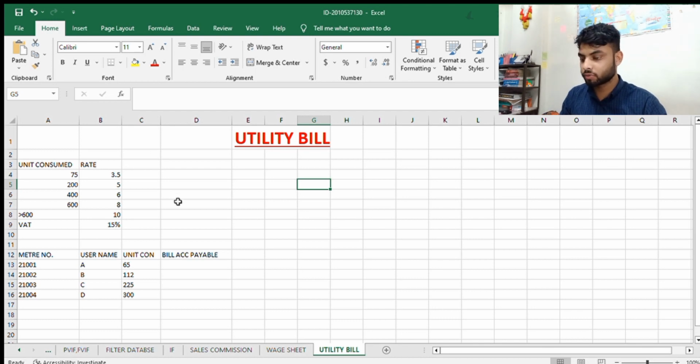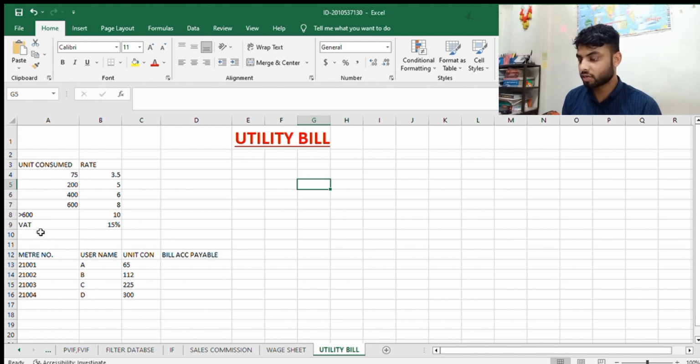Here I take unit consumption and the rate of electricity. For this, the given info is: unit consumed 75, the rate is 3.5; unit consumed 200, rate 5; 400, 6; 600, 8; and greater than 600, the rate is 10; and the VAT is 15%.